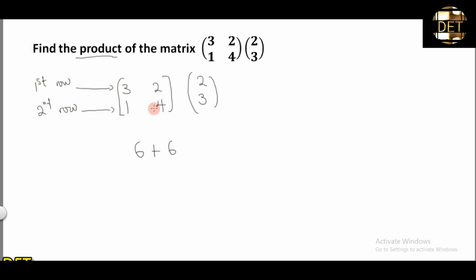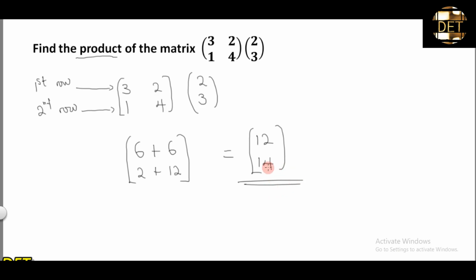Then I will now move to the second row. In the second row, I have 1 and 4. The first member will go for the first member of the second matrix, and the second member will go for the second member of the second matrix. So 1 times 2 will give me 2, plus 4 times 3 will give me 12. So this will be equal to 6 plus 6, which is 12. 2 plus 12 will give me 14. This is the answer to this question.